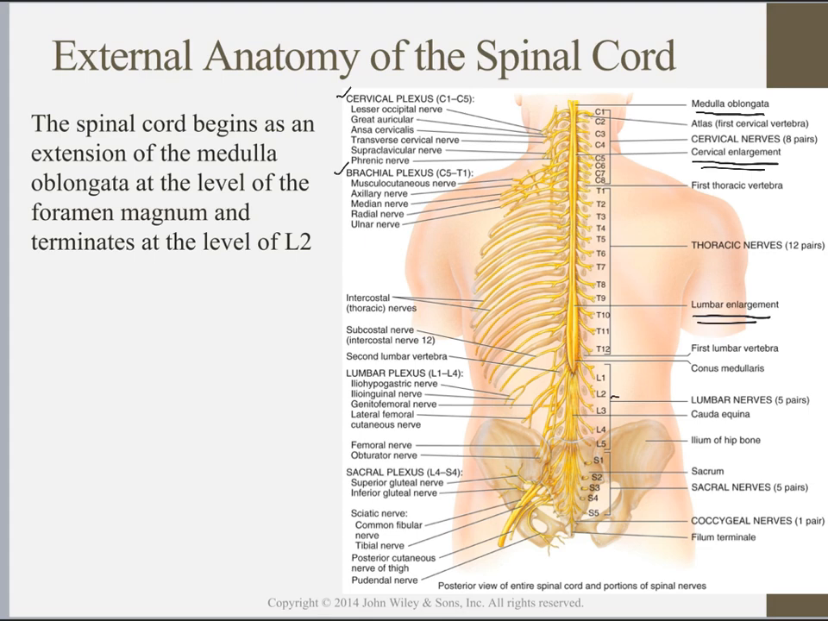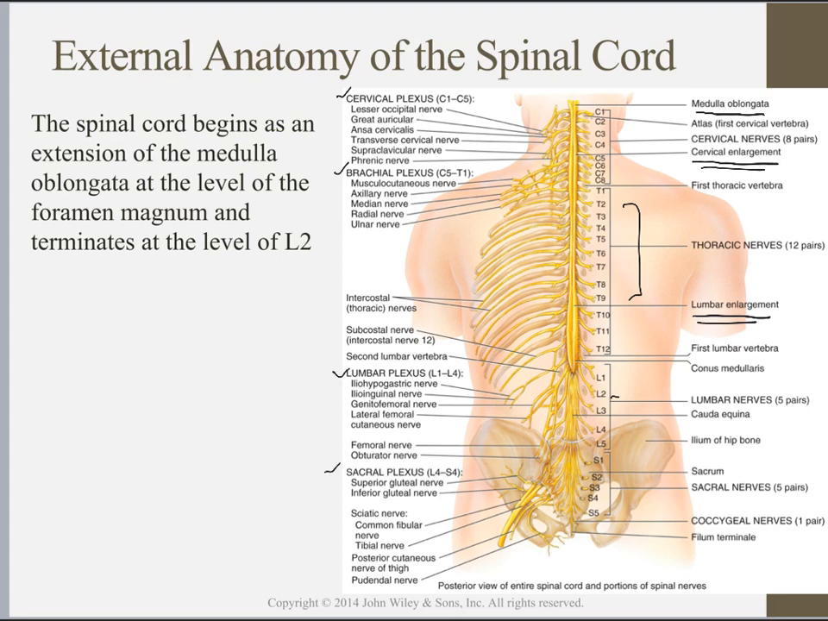Notice there is no thoracic enlargement because we're feeding here the nerves through here, the nerves of the rib cage, the lungs, etc. So we do not need to have an increase in gray matter or a plexus. Now the lumbar enlargement is going to see that we feed our lumbar plexus and then lower below our sacral plexus.